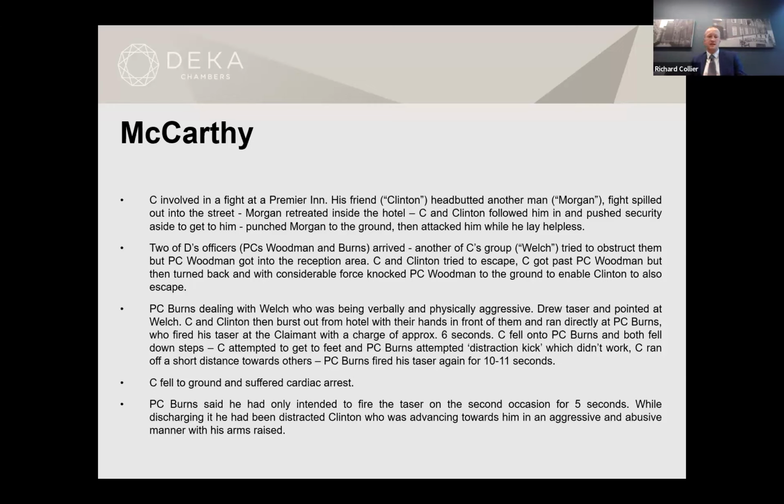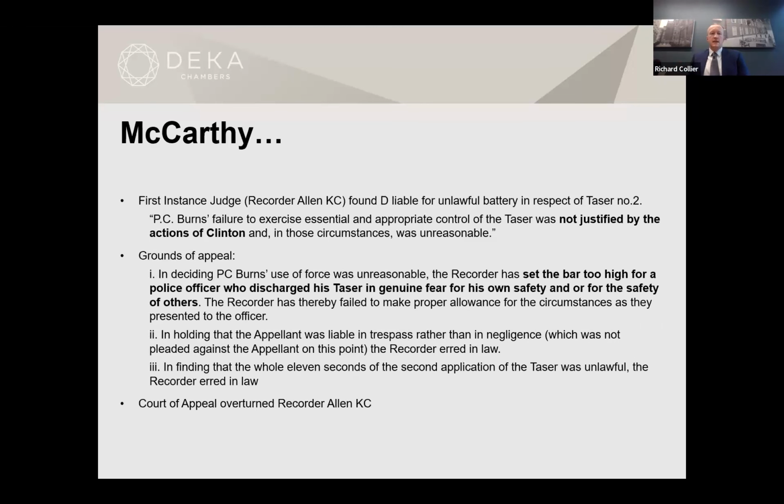Now, the crucial issue here is PC Burns's explanation for why he fired the second taser for more than 5 seconds. He said he only intended to fire it for 5 seconds, but he had been distracted while applying the stun. He'd been distracted by the claimant's friend Clinton, who was advancing towards him aggressively and abusively, and he feared that he was going to be attacked. And so, because of being distracted, he, one may think understandably, wasn't keeping a count of the number of seconds that he was using the taser for. Now, the first instance judge, Recorder Alan KC, held the police liable.